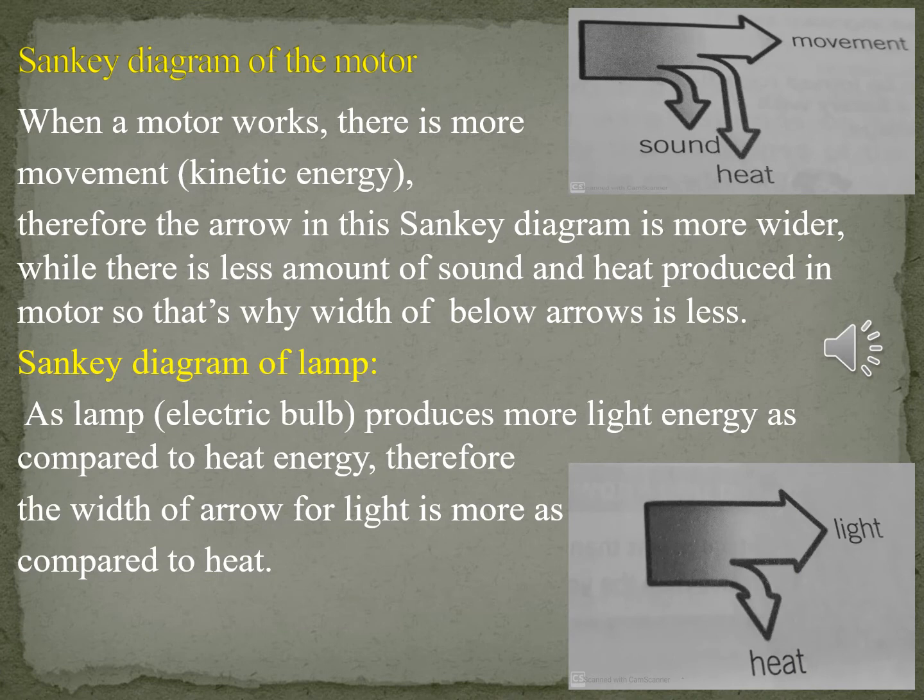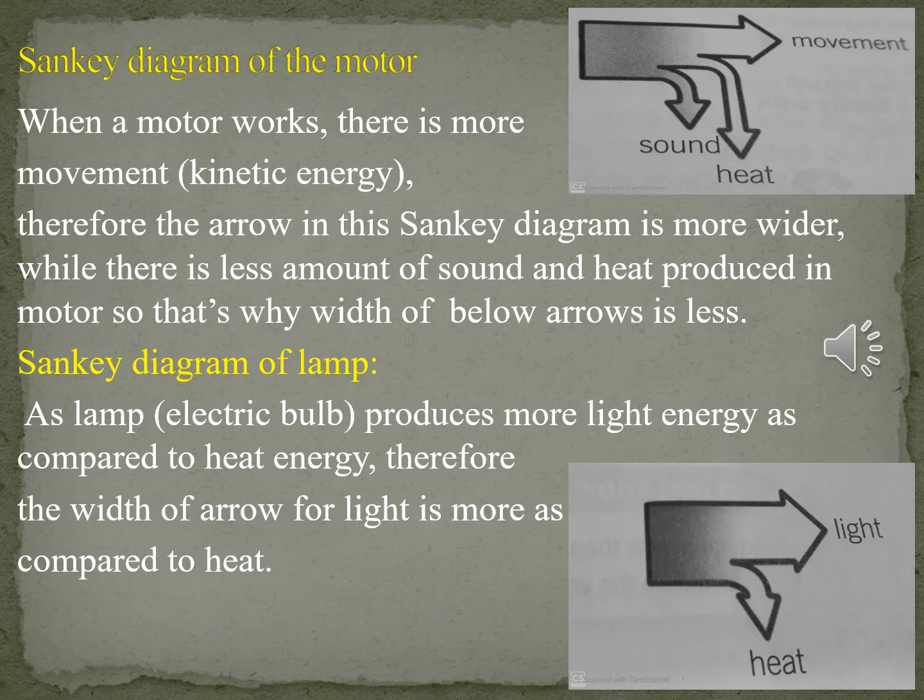First we discuss the Sankey diagram of the motor, which is given on the right side of this slide. When a motor works, there is more movement, meaning more kinetic energy. Therefore the arrow in this Sankey diagram is wider, while there is less amount of sound and heat produced in motor, so that's why the width of the below arrows is less.